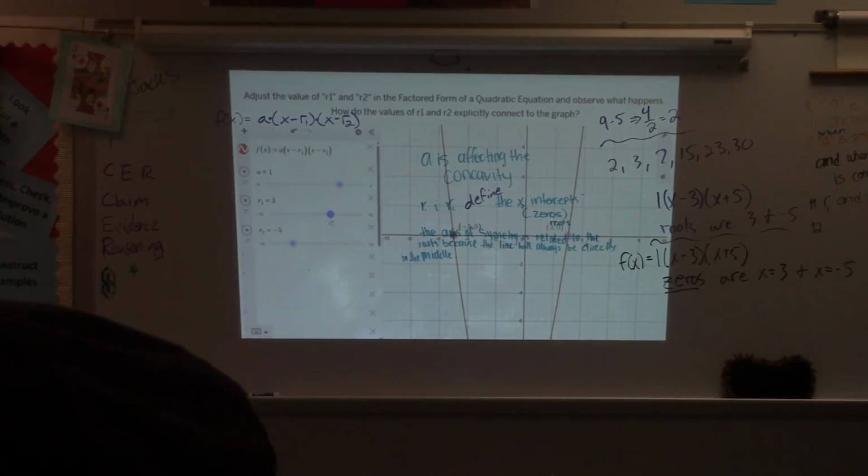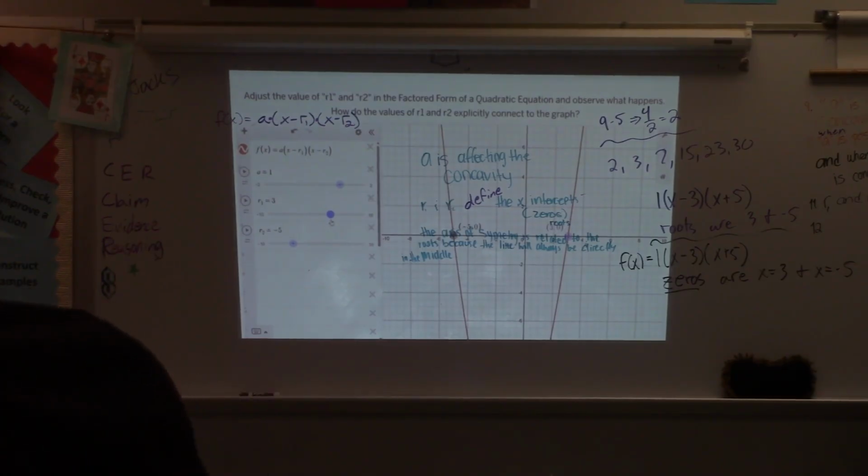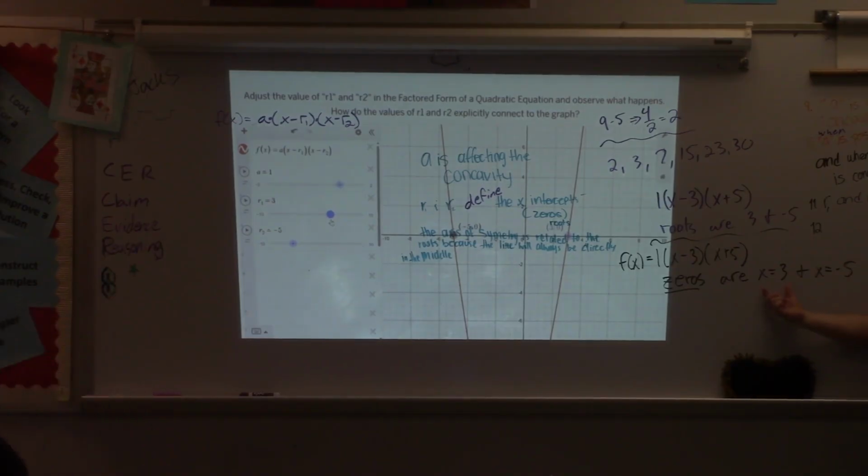Those are pretty much identical, so what's the difference between a root and a zero? This has roots 3 and -5. This has zeros x equals 3 and x equals -5. Why am I calling them roots here and zeros here? What's the difference? I guess because the zero is taking the x place. Close, it's not taking the x place, the x is 3. Is it taking the y place? It's taking the y place.